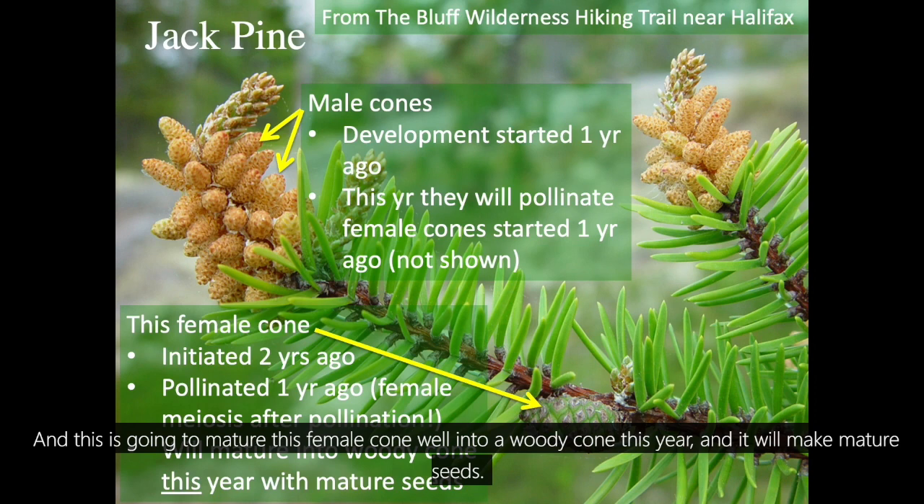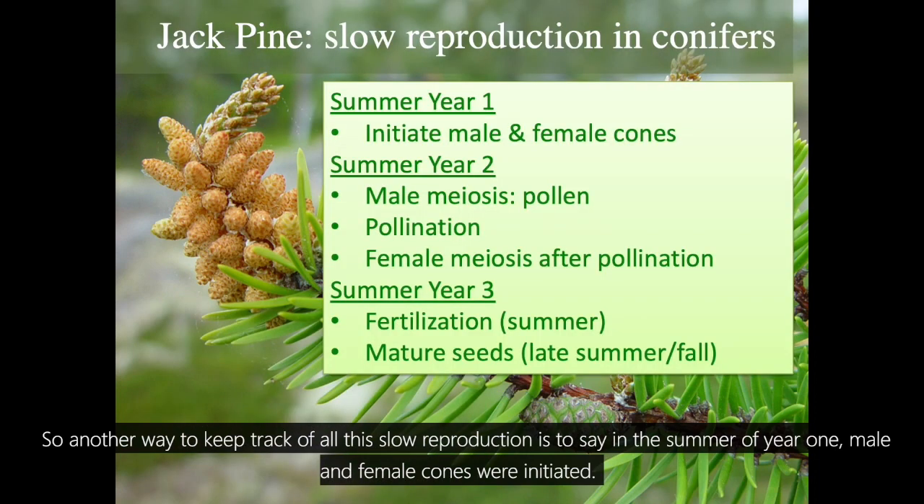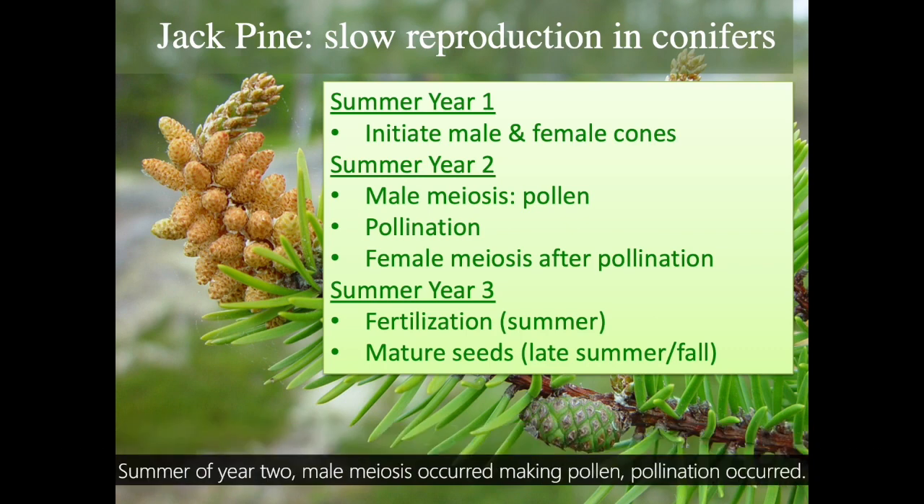So another way to keep track of all this slow reproduction is to say in the summer of year 1, male and female cones were initiated. Summer of year 2, male meiosis occurred, making pollen. Pollination occurred. Female meiosis then occurred after pollination. And then the male cones wither, they perish, they are shed from the plant until their new ones are made.